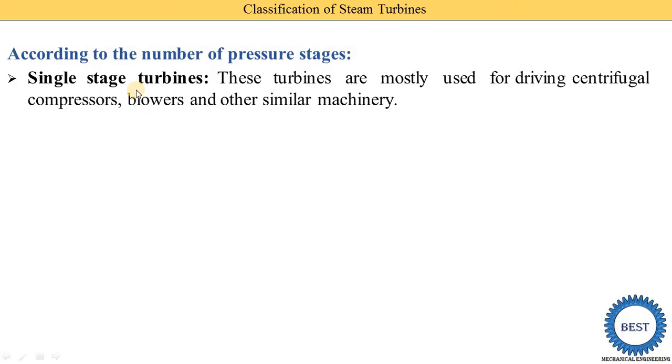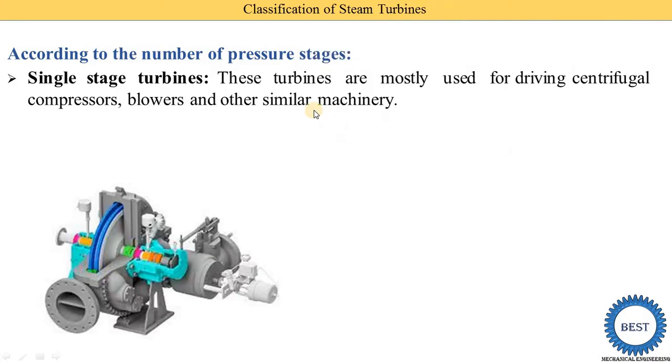Okay, and this type of turbine is used for driving various components like the centrifugal compressor, blowers and other similar machinery, meaning they are not used for producing electricity, they are used to drive other mechanical components. Okay, so here you see there is only a single stage, meaning one nozzle is there and one set of moving plates is there.